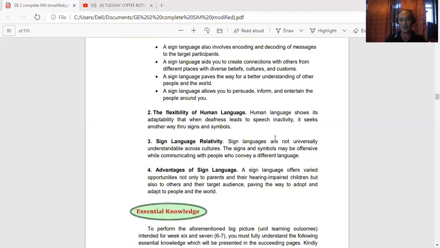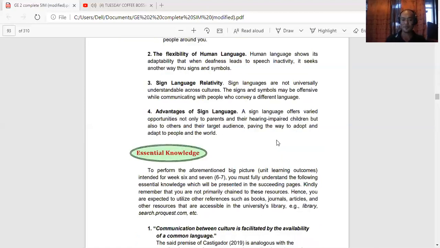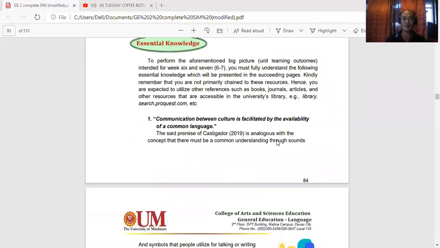Whenever you are at a loss as to what it means, you simply go back to our meta language. Okay, the essential knowledge. Again, we can use this as a reference, but you can also use other materials in the library or online resources.